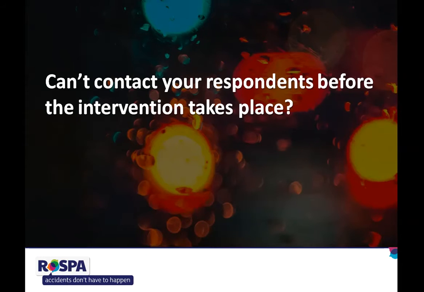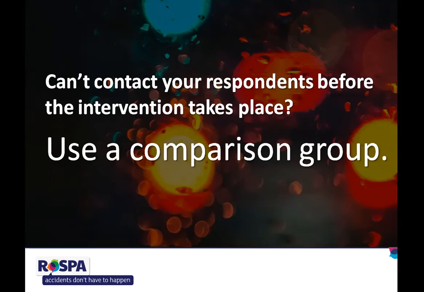If you cannot contact respondents before you deliver your intervention, you could use a comparison group instead. A comparison group is a group of individuals similar to those who are taking part in your intervention. As the group that attends your intervention and the comparison group are likely to be similar, you can use the comparison group as a form of before data because they will not have received the intervention.